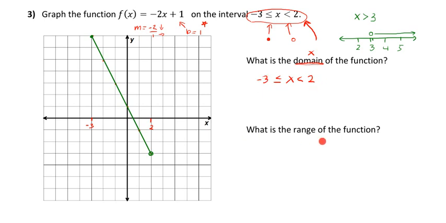So now what is the range? And the range are the y values. So we look at the graph. What are the values of y on the y-axis? We see that the graph starts here, which is -3 on the y-axis, and goes all the way to here, which is +7. So the values of y that are used for this graph is -3 up to here, which is +7.